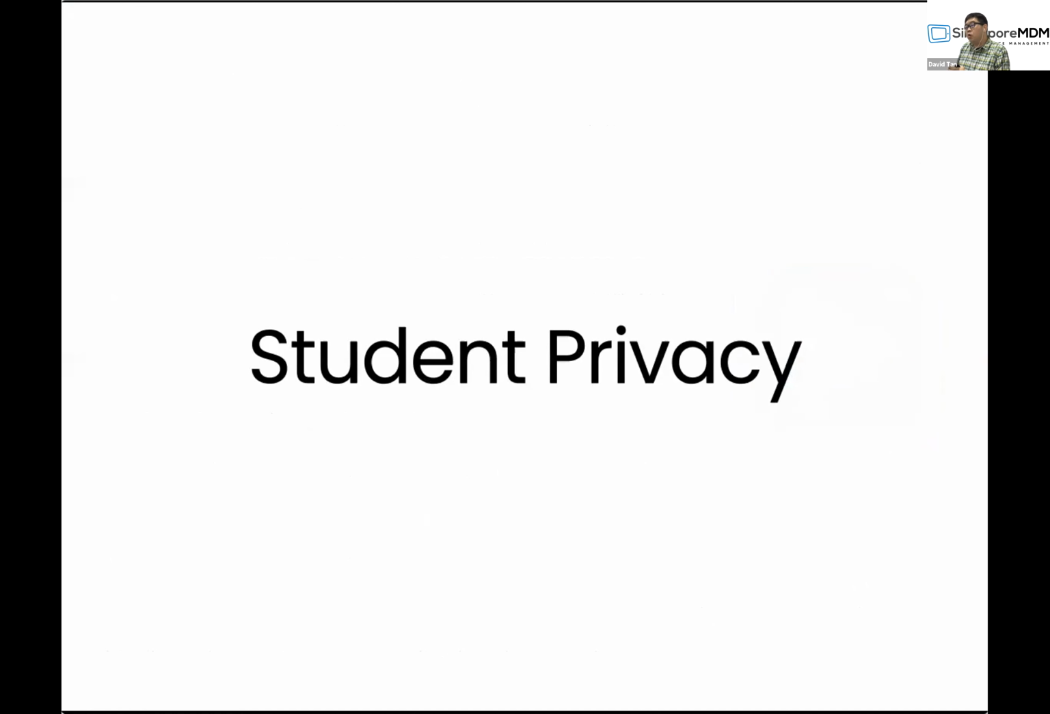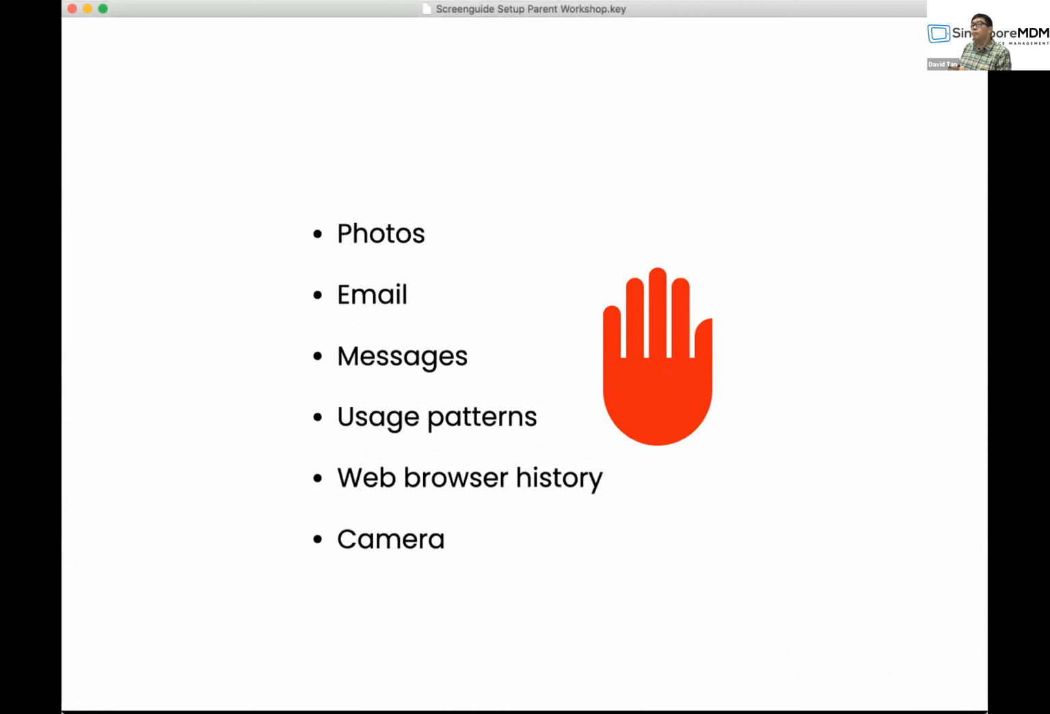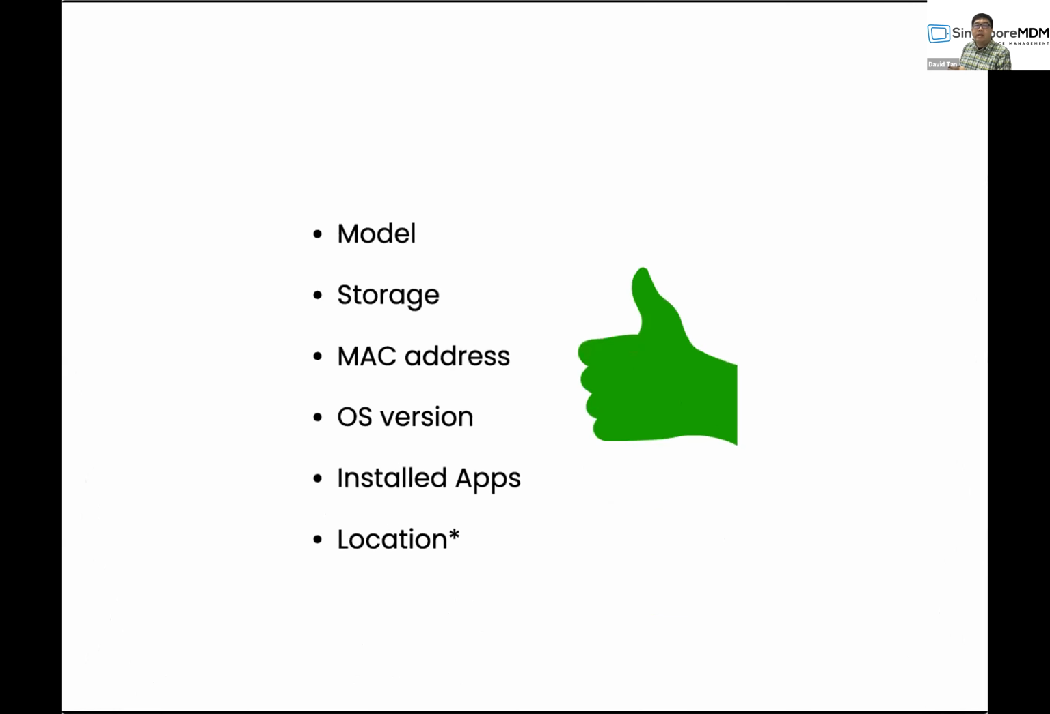So please be assured that no one is looking at your child's data. What the MDM can see is mostly hardware related, like the model of the iPad, how much storage is being used, is it at full capacity, MAC address, right, for Wi-Fi access, and for some troubleshooting, sometimes the school may extract the MAC address of the device. We will also be able to see the OS version of the iPad and a list of installed apps that could be on the iPad.